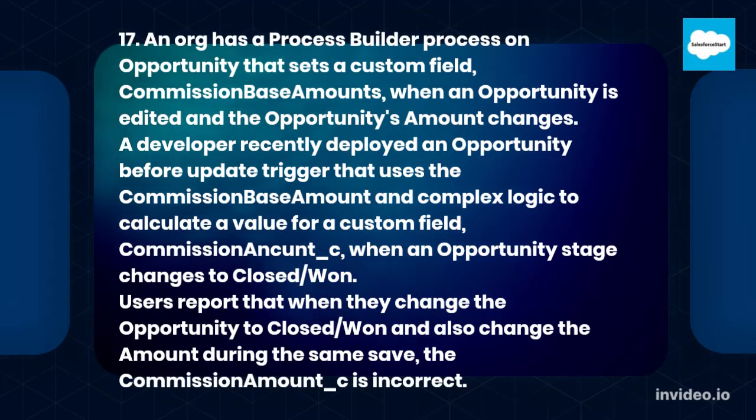17. An org has a Process Builder process on Opportunity that sets a custom field, CommissionBaseAmount, when an opportunity is edited and the opportunity's amount changes. A developer recently deployed an Opportunity before update trigger that uses the CommissionBaseAmount and complex logic to calculate a value for a custom field, CommissionAmount__c, when an opportunity stage changes to Closed Won. Users report that when they change the opportunity to Closed Won and also change the amount during the same save, the CommissionAmount__c is incorrect.